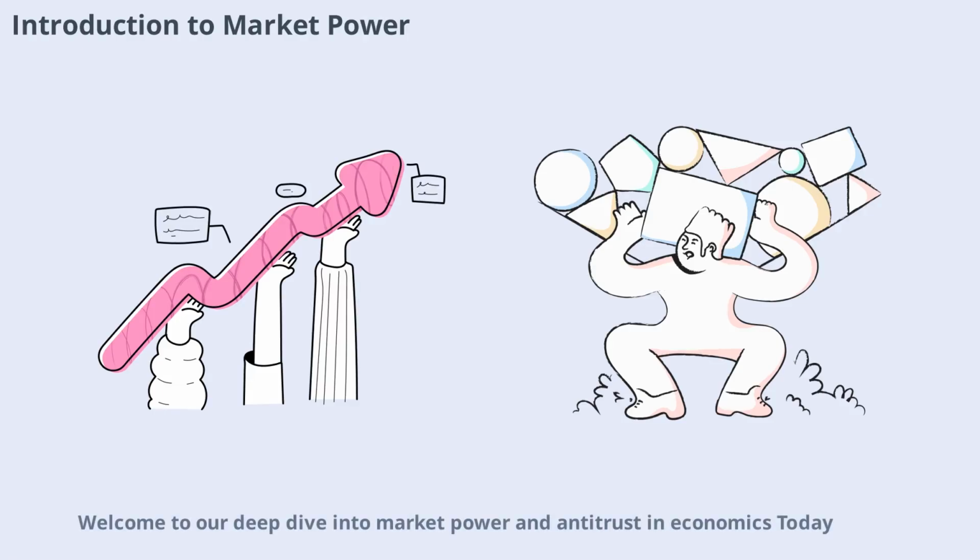Welcome to our deep dive into market power and antitrust in economics. Today, we'll explore how certain firms can influence prices and what that means for competition and consumers. Market power is a central concept in economics, shaping the way markets function and how resources are allocated. Understanding it is crucial for grasping why antitrust laws exist and how they protect the market.